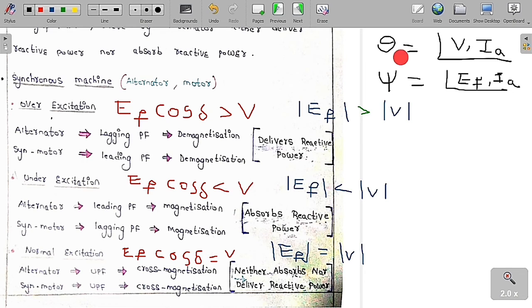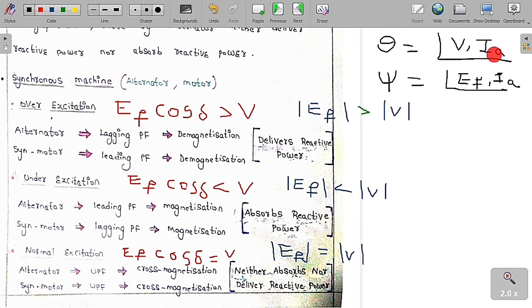And for a synchronous generator, we are going to use theta equal to the angle of V, Ia. With respect to this, we are going to say leading, lagging or unity power factor. If the current Ia is leading V, it is called a leading power factor.